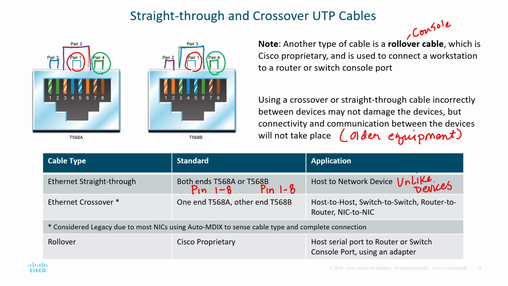Next, we have our Ethernet crossover, and you see this little notation here. We'll talk about that in a moment. In a crossover, one end is 568A, the other end is 568B. So pins 1 and 2 are crossing over with pins 3 and 6.